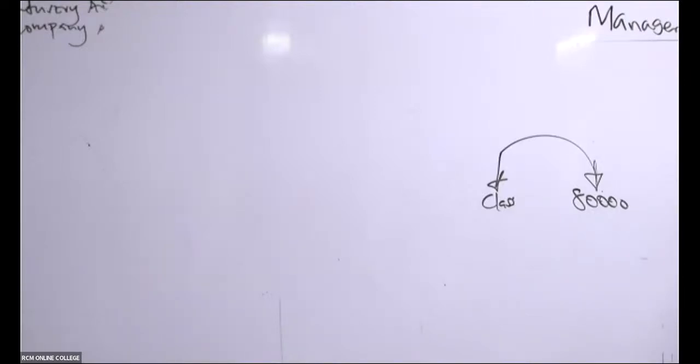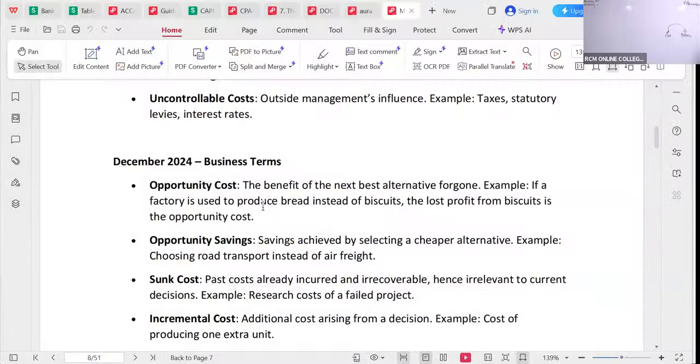Iko mtu angecut deal leo jioni, we shall overcome. So opportunity cost is the benefit of the next best alternative foregone. Example, if a factory is used to produce bread instead of biscuits, the lost profit from biscuits is the opportunity cost.